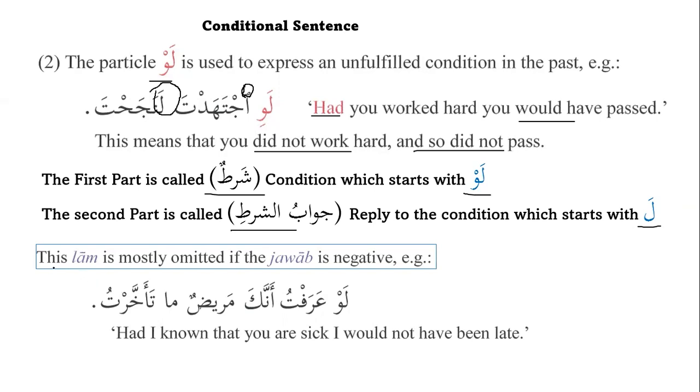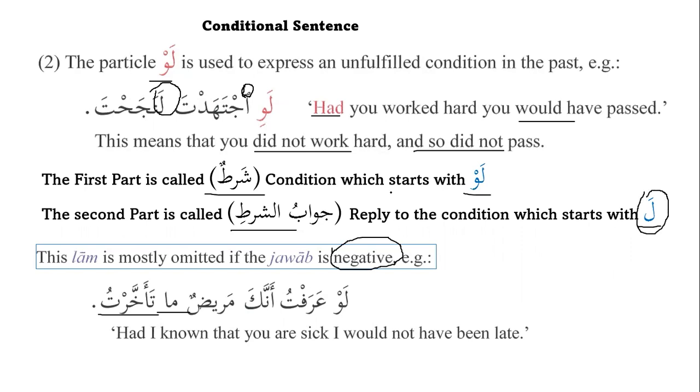However, this lam is mostly omitted if the jawab is negative. When jawab shart is negative, this lam will be dropped. Law arafta annaka maridun ma ta'akharta. Had I known that you are sick, I would not have been late. So now we didn't say lama ta'akharta, we didn't use la with that. Why? Because it is negative. We don't use la with the negative, only with sentences that are positive or affirmative. When we use them as a jawab shart, we have to use la, which is very, very important.